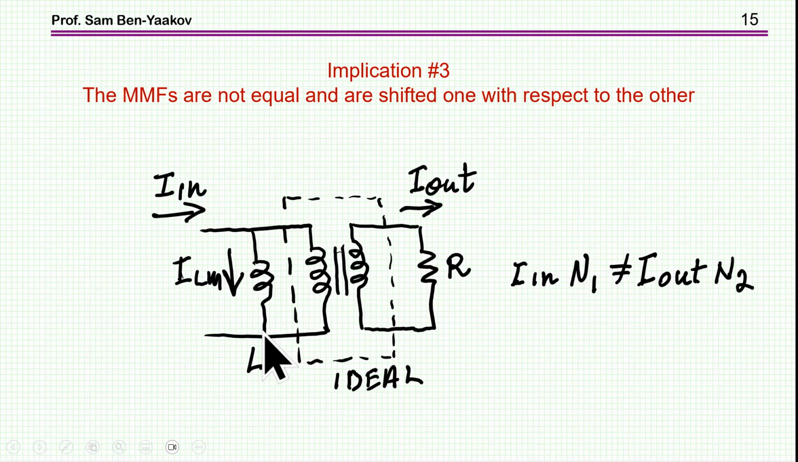So this effect of the magnetization inductance and the behavior of the physical transformer are really nicely seen when we use this equivalent inductor rather than the dependent voltage source of the MMF.